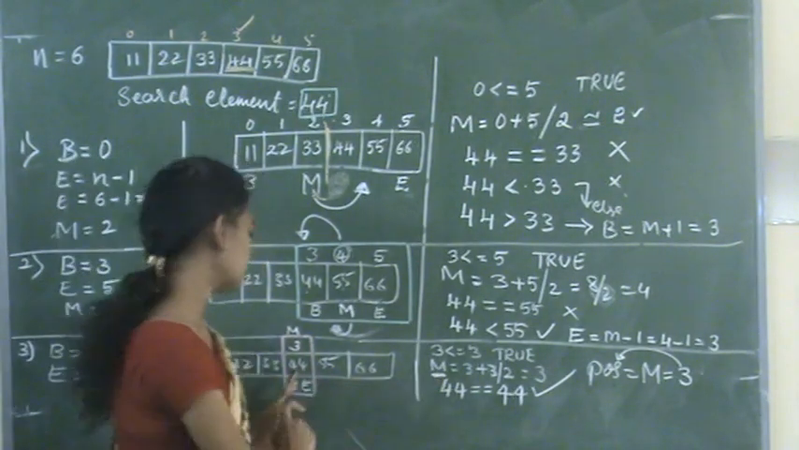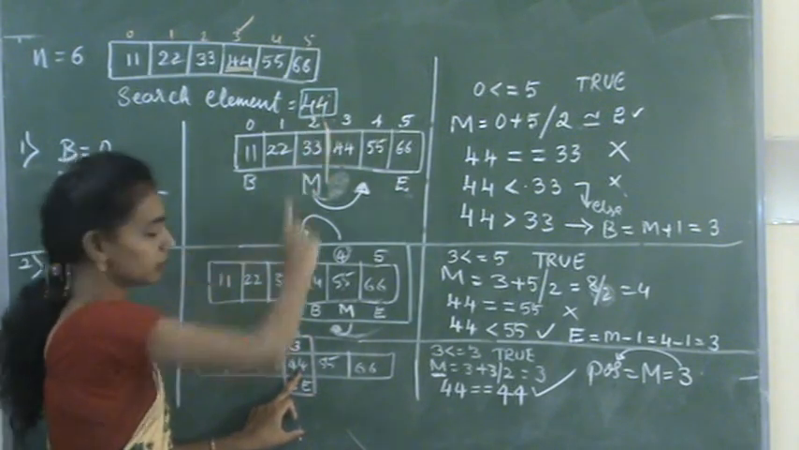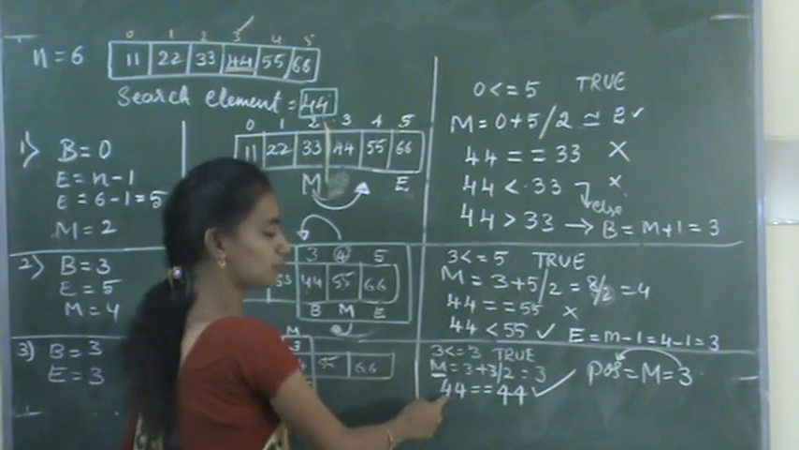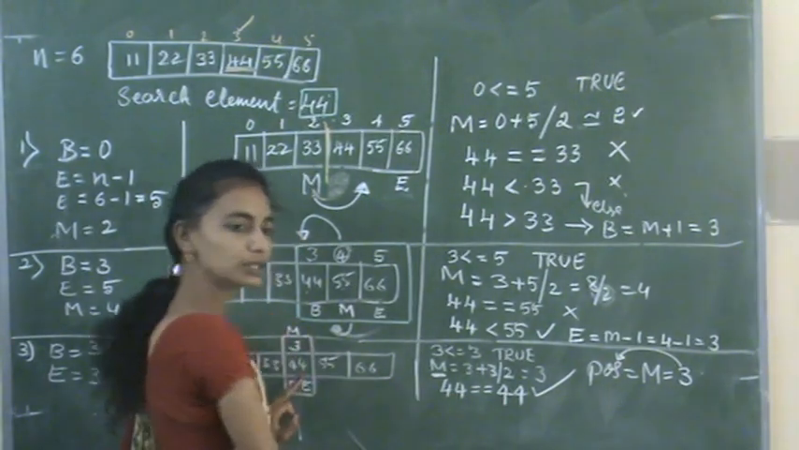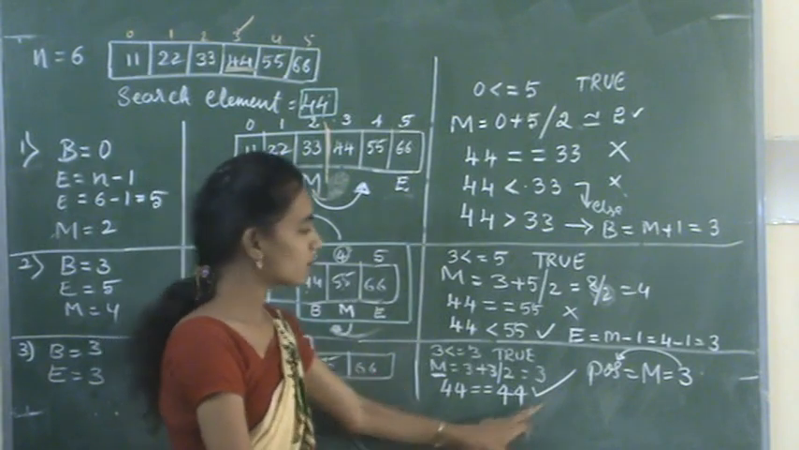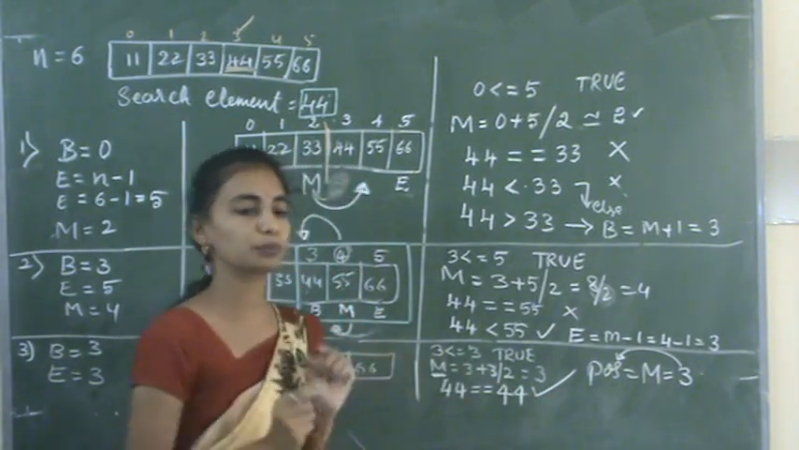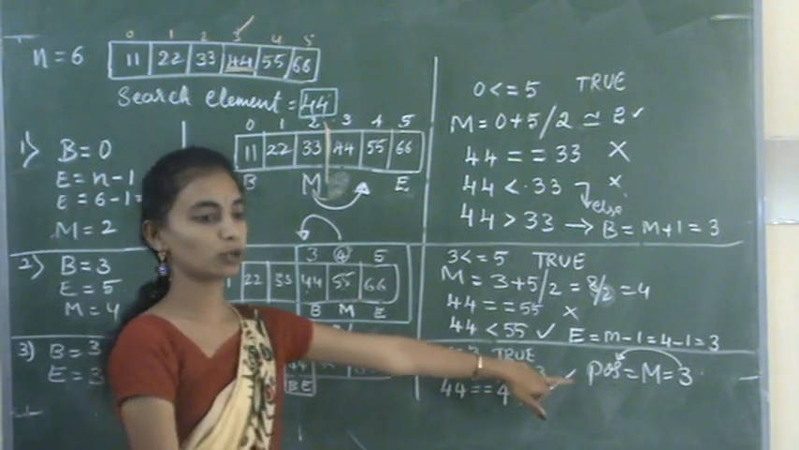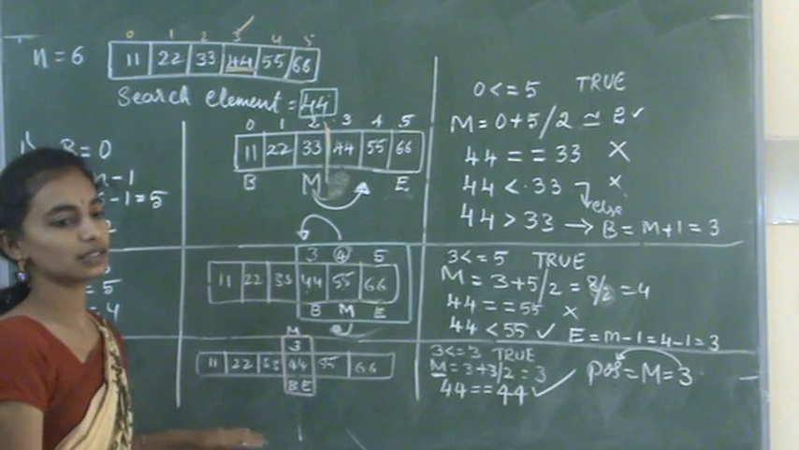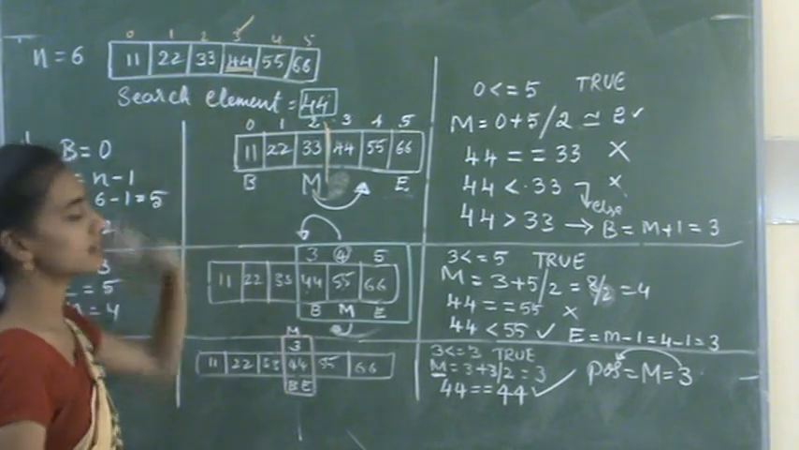Now compare: is the search element equal to the mid element? What is the search element? 44. Is 44 equal to 44? Yes, 44 is equal to 44. So we assign that mid position to the POS variable. So this is how the binary search algorithm is applied to this array.